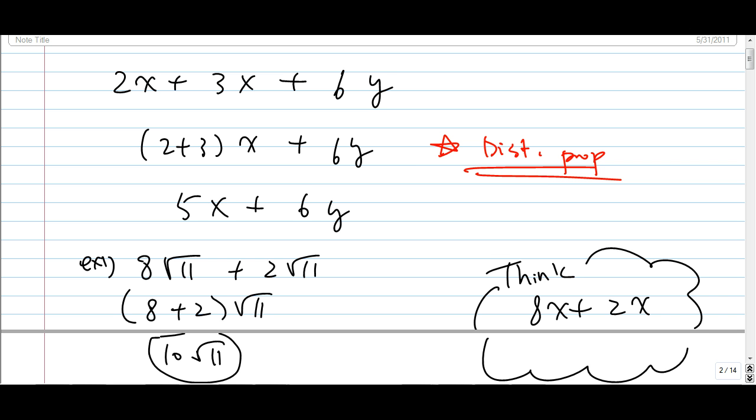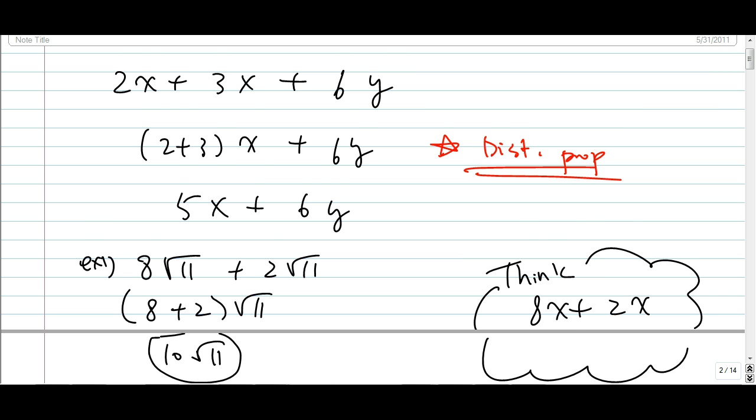Sometimes people write this as 10 rad 22. Can I write 10 rad 22? No, you don't add the numbers in the radical. It's just like x. Does that make sense? We're using the distributive property. You see why it's important to understand the algebraic property here? Otherwise, people just follow the rules and get it wrong. They add 8 and 2 and 11 and 11. That's totally wrong. You have to really understand that we're using the distributive property when you're gathering the like terms.